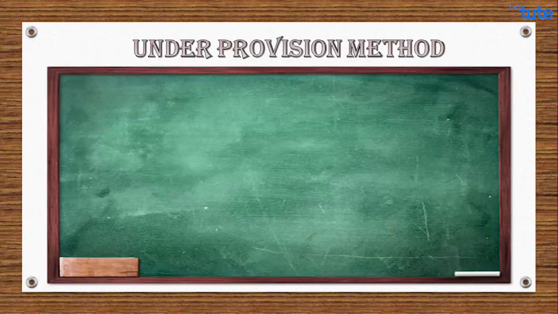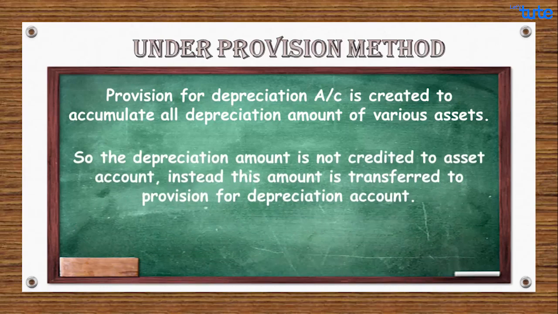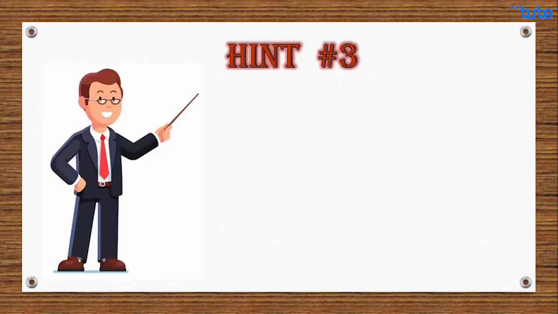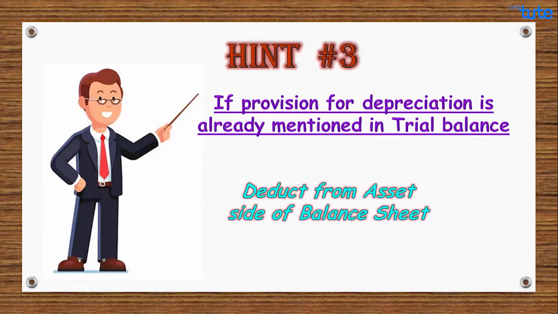Let's have a look at a note here. Provision for depreciation account is created to accumulate all depreciation amount of various assets. So the depreciation amount is not credited to asset account. Instead, this amount is transferred to provision for depreciation account. And ultimately, this account is shown as a deduction from fixed assets in balance sheet. If provision for depreciation is already mentioned in trial balance, then it will have only one effect, and that is deduct from asset side in balance sheet.